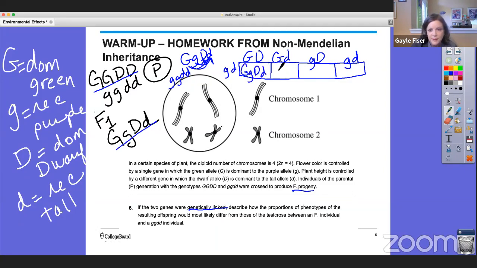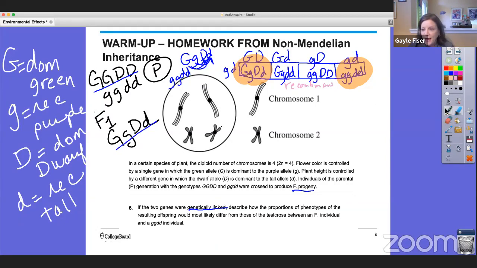Let me do this really quickly. Okay, so which one would have both dominant phenotypes? Those would look like our parental group. So that would be this one right here, right? And this one would look like the parental group, little g, yes. Now anything in between, this would be dominant green and tall, and this would be purple and dwarf. So these are what's called the recombinants, okay?